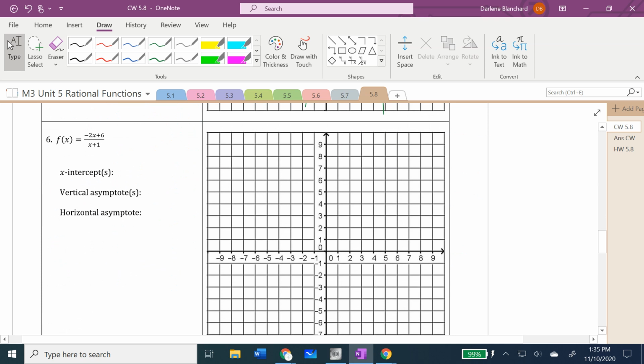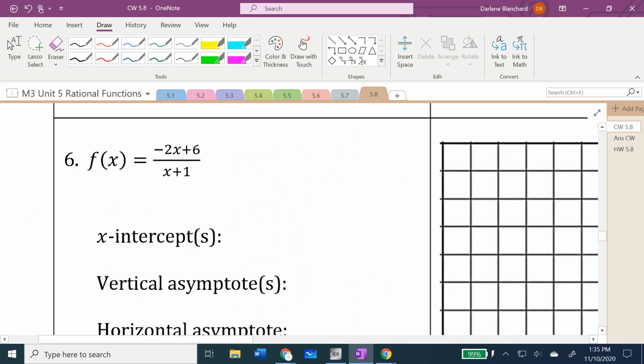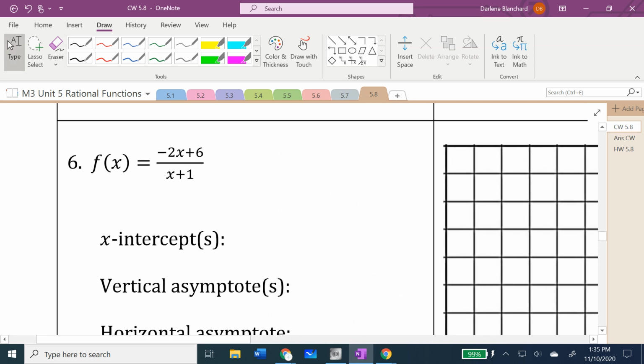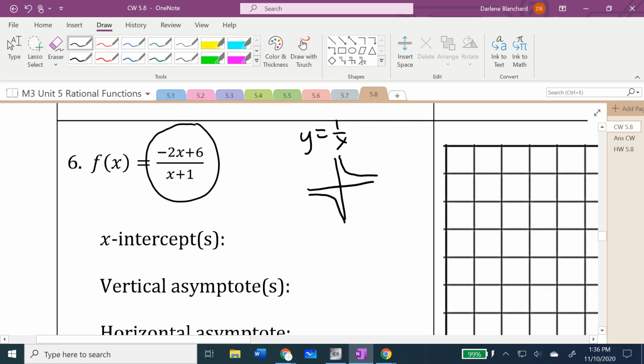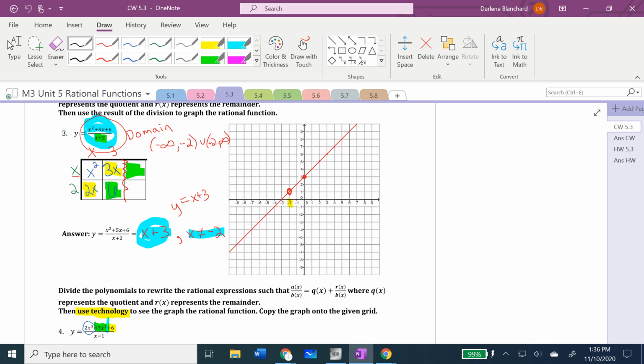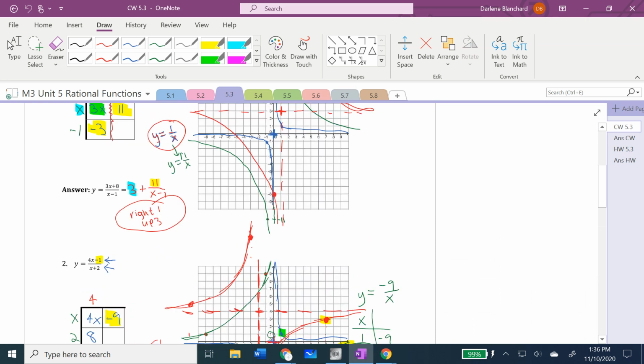I want you to know something about this next one. Do you remember when we did the parent graph 1 over x? And do you remember that the next day we did division on problems that looked like this? You now can do these faster than when we did them in section 5.3. Let me show you back to 5.3.